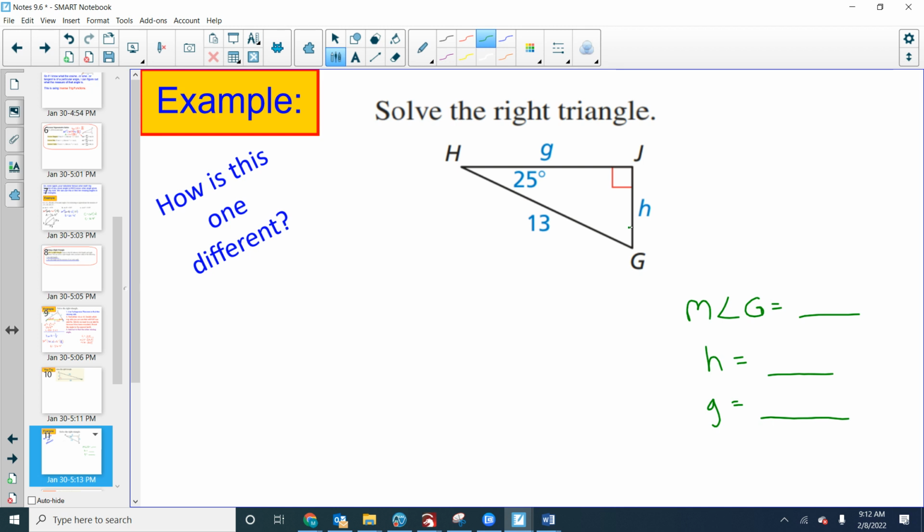How do I find angle G? Good, 90 minus 25. What's 90 minus 25? 65. Go ahead, Tyler. So solving the triangle is just finding all angles and sides. Yeah, finding all the missing parts. So there's 3 angles, 3 sides. Whatever's missing, we're solving for.